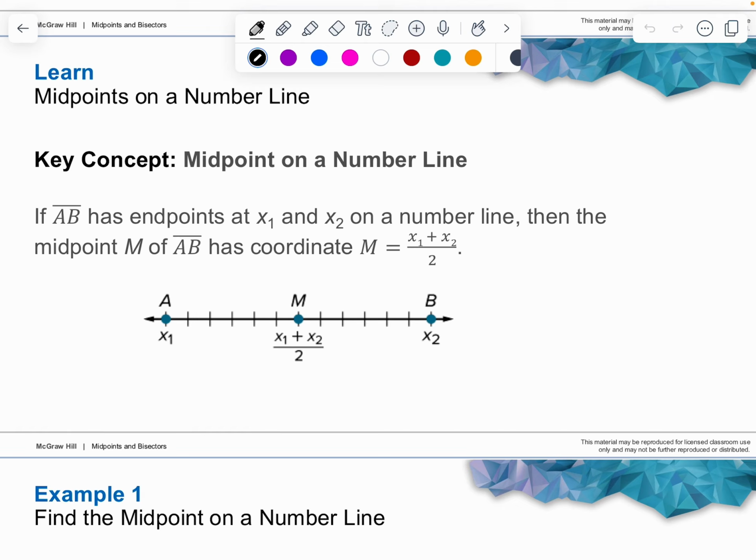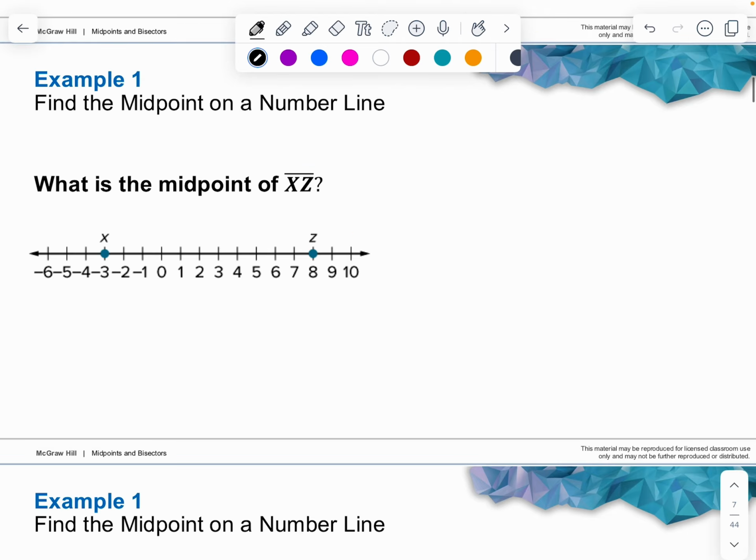So if we go down to that next point on your notes, if AB has endpoints x1 and x2 on a number line, then the midpoint M has this coordinate where you add them together, x1 plus x2, all of that divided by 2. Now, you guys know this. What is this called when we add them together and then divide them by 2? That's called the average. We're averaging them together. We're finding the middle of those values. So midpoint is an average. It's an averaging of those numbers.